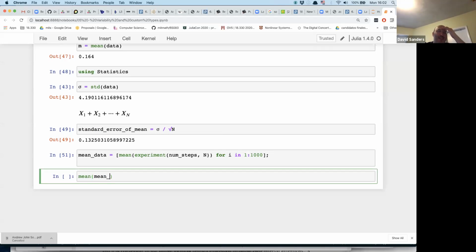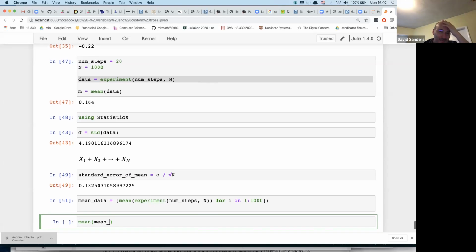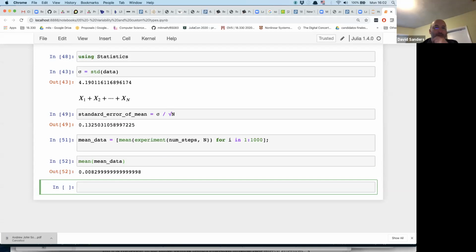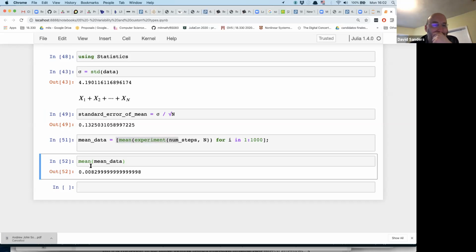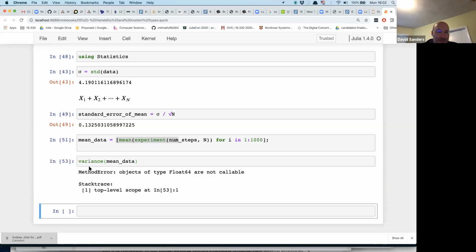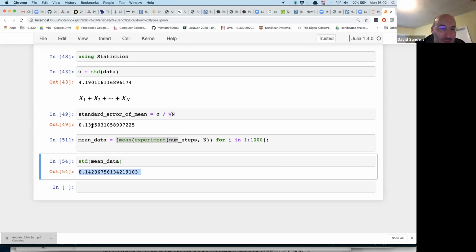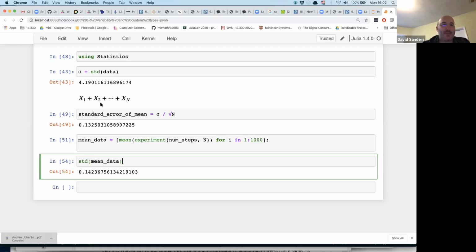I don't know, am I doing the right thing? Sorry, I'm getting confused. Yeah, I think so. Mean of mean data. No. Variance of mean data. Standard deviation of mean data. Yeah, there we go. So that number is supposed to be the same as this, right? It's the standard error. It's not quite the same because there's a factor that comes in that's a bit strange, but it's basically that.